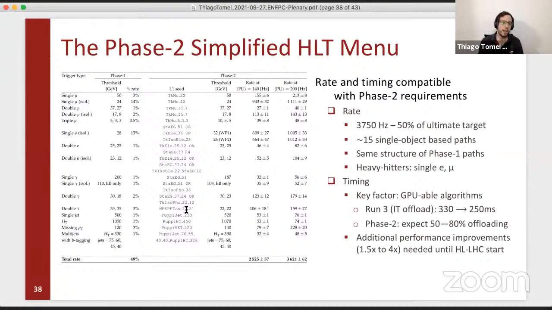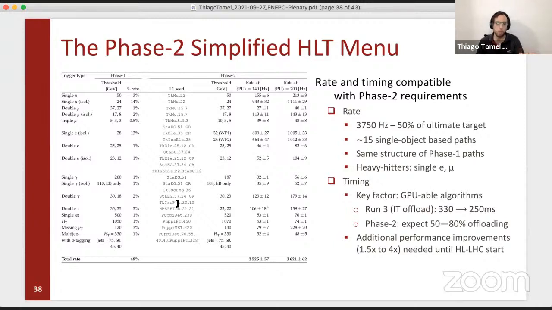For the timing, the key factor is all of our algorithms are going to be ported to be GPU able. In run 3, we're already going to do that, by the way, okay? In run 3, just offloading the inner tracker, we're going to go from 330 milliseconds to 250 milliseconds. So something like a 20% improvement in timing. For the phase 2, we are expecting to offload something between 50 and 80% of the total code to GPUs.